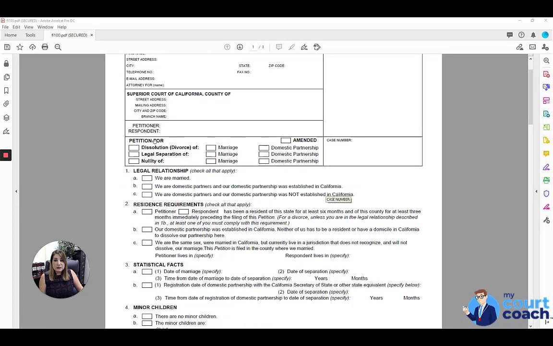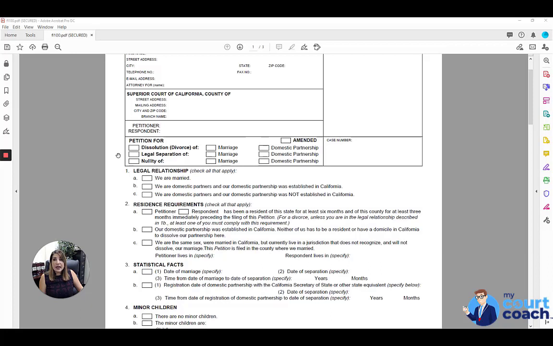Below that, we are going to list what the relief is that we are requesting. It's either going to be a divorce, a legal separation, or a nullity. So you want to mark the correct box, and it's either going to be of a marriage or a domestic partnership. Just to be clear, a nullity is when you are asking the court to find that the marriage was either void or voidable.